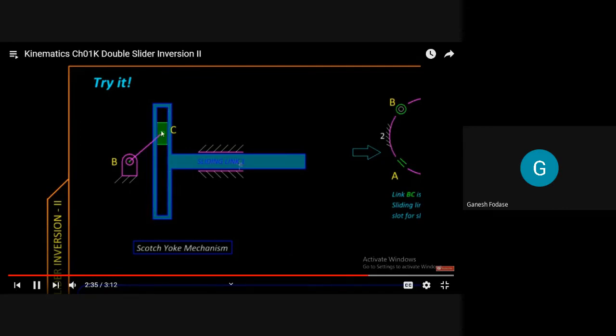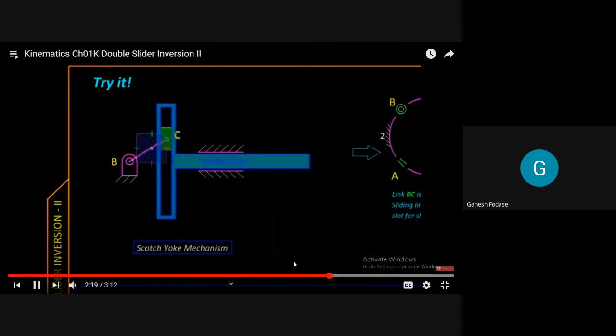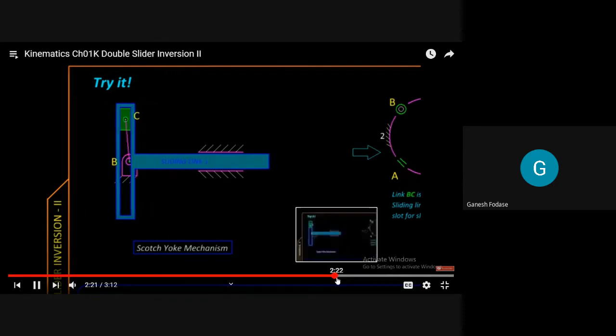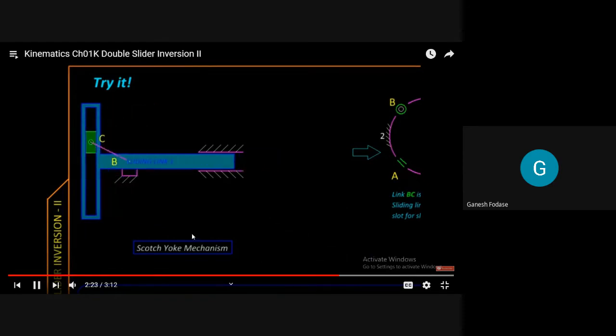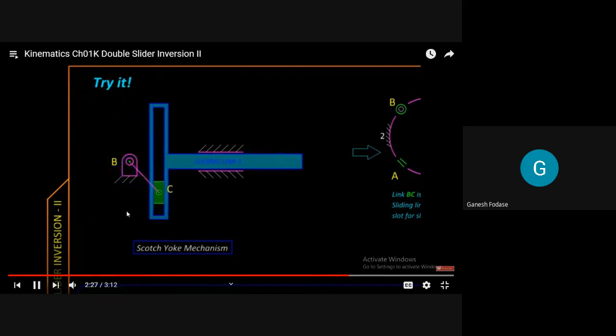At the same time, the slider is sliding inside this frame. Remember, the slider is not moving inside this portion. It is only moving in a vertical path. You see the slider path, observe carefully. It is guided in a vertical path only, but the crank is rotating, and this link number 1 is moving forward and back.